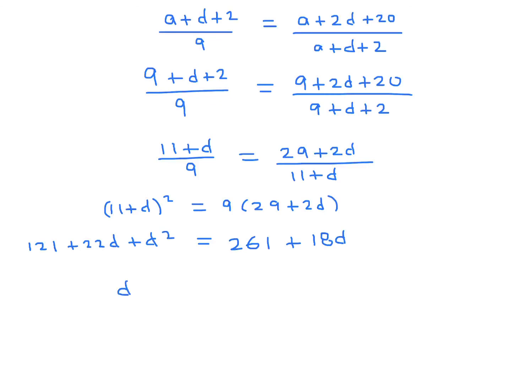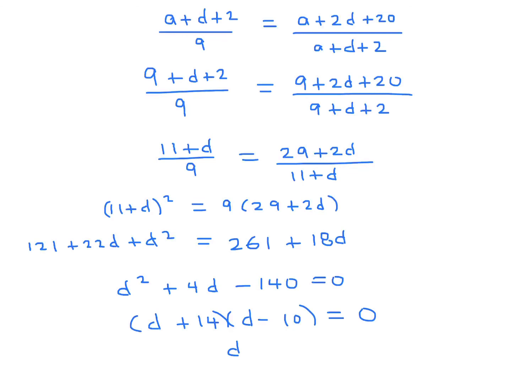Put everything on one side, D squared plus 4D. 121 minus 261 is minus 140. Let's see if this factors. I think I can. D, 14, and 10. Positive, negative, like that. So D, therefore, is either negative 14 or positive 10.